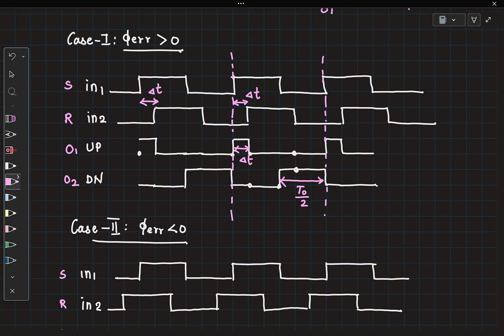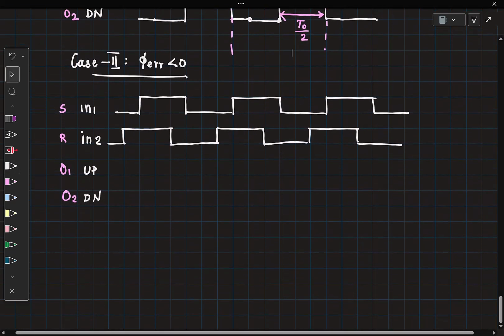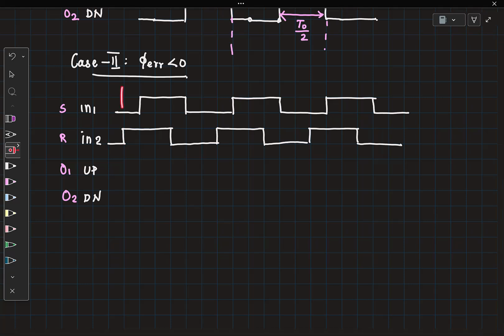Before we make that conclusion completely, let us also check what happens when your phase error is lesser than 0, right? So as before, in this case, we are holding something. I don't know what the previous value was, so we'll start by looking from this point onwards. First you have reset equal to 1, set equal to 0, which means the down has gone high and the up remains at the same value. Then you have S and R equal to 1, so the output is 0.